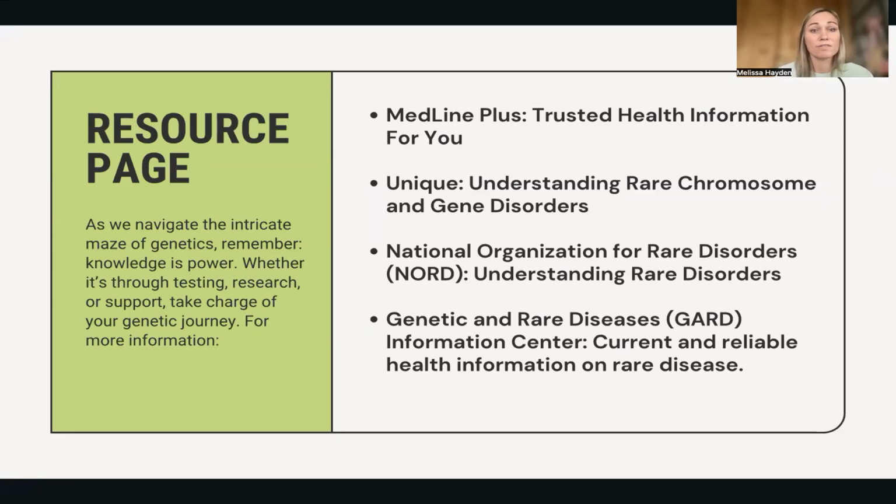The National Organization for Rare Disorders, or NORD, offers comprehensive resources on rare conditions, supporting both patients and healthcare providers in navigating these challenges. And lastly, the Genetic and Rare Disease Information Center provides current, trustworthy information on rare diseases, ensuring individuals have access to critical health information for informed decision-making and care management.